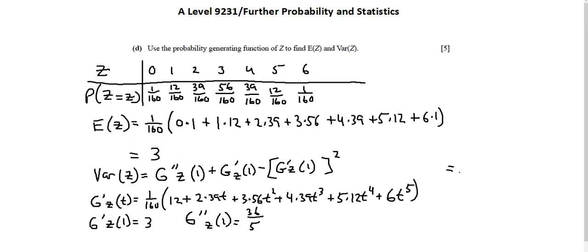So I want the second derivative of g with an input of 1. That value is 36 over 5. I want to add the first derivative with an input of 1. That value is 3. And I want to subtract the square of the first derivative with an input value of 1, which is 3, which simplifies to 6 over 5. This completes the requirements for Part D, and this completes the requirements for question 6.